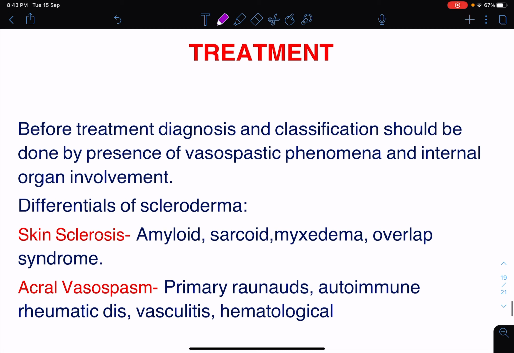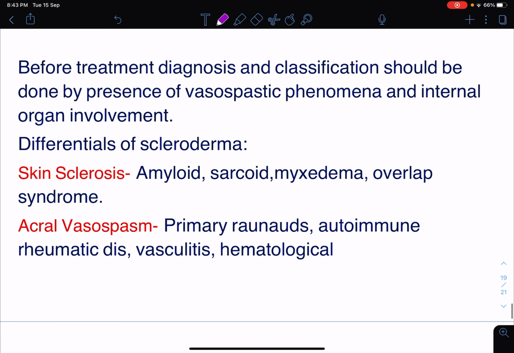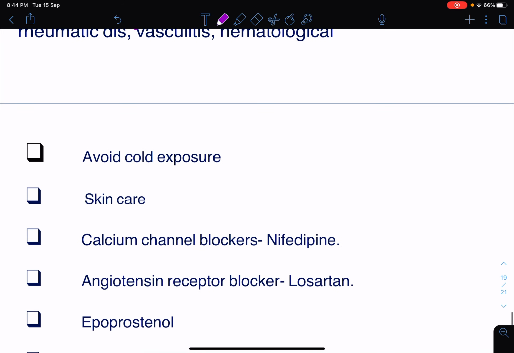Then in the treatment, before we begin the treatment, we should make the proper diagnosis and classification. Okay, and we should have some differential diagnosis in our mind. Like for skin thickening, differential diagnosis can be amyloidosis, can be sarcoidosis, myxedema, or overlap syndrome, or mixed connective tissue disease. For vasospasm, acral vasospasm, it may be due to primary Raynaud's or autoimmune rheumatic disease, vasculitis, or some hematological abnormalities. Okay, so these are the few differential diagnoses which we should keep in mind.